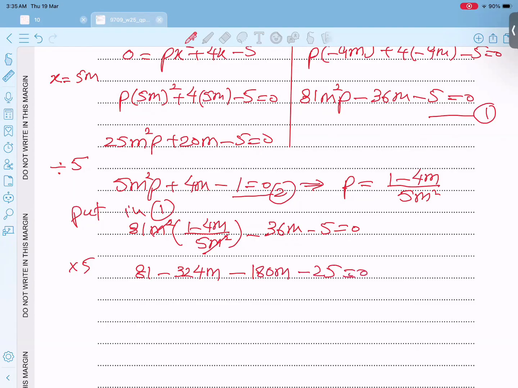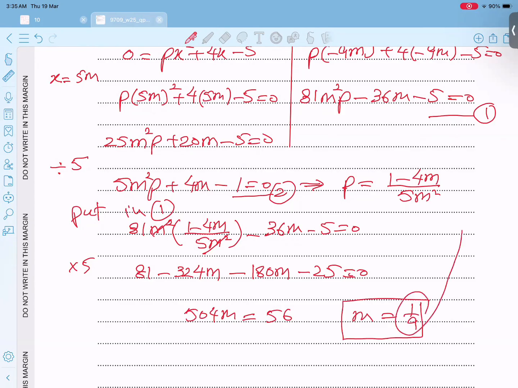And if I add this, I get 504m if I bring it on the other side, and 81 minus 25, I get 56. And if I divide by 504, I get m value 1 over 9. This is my answer of this one.